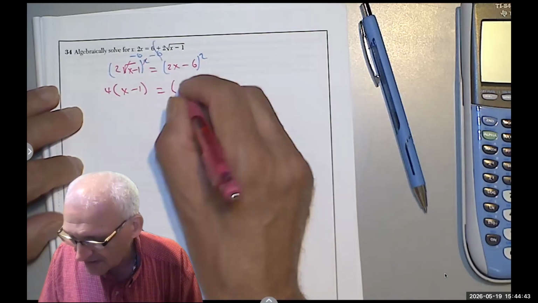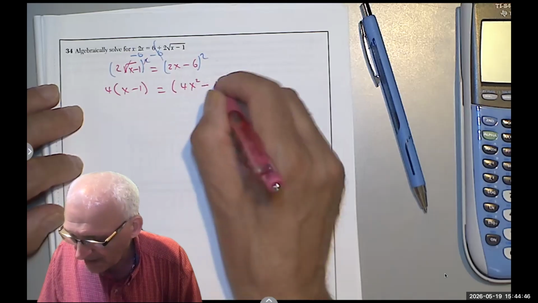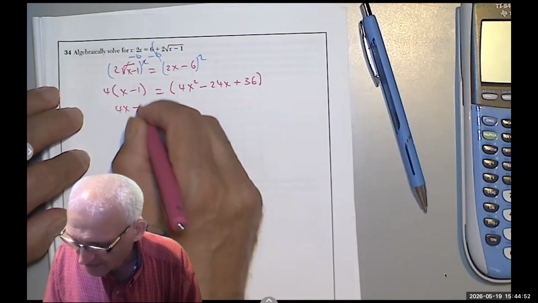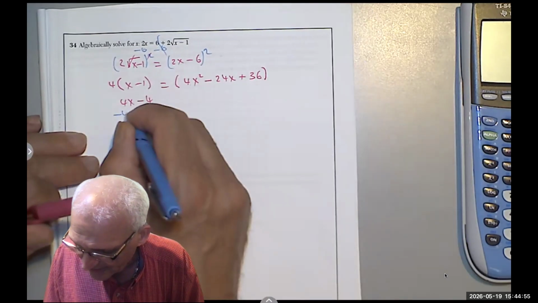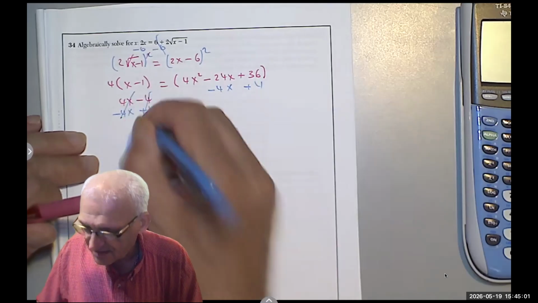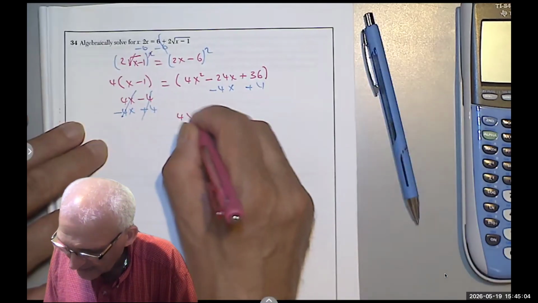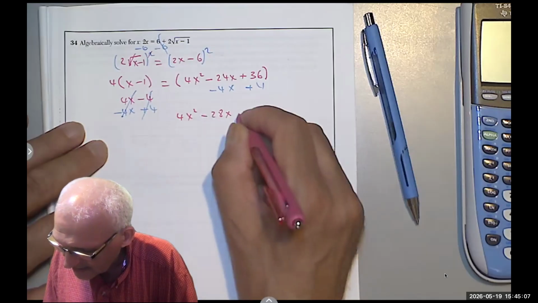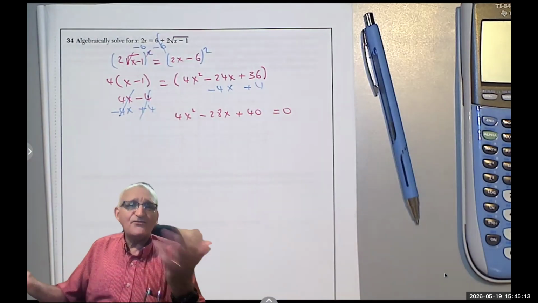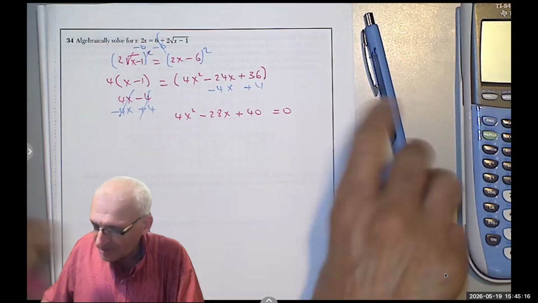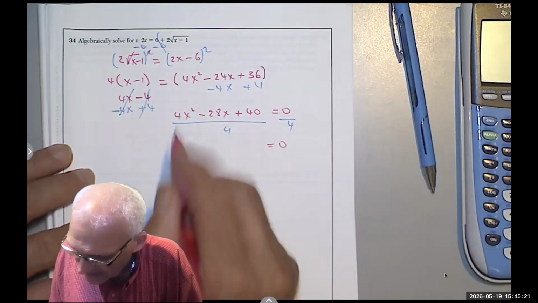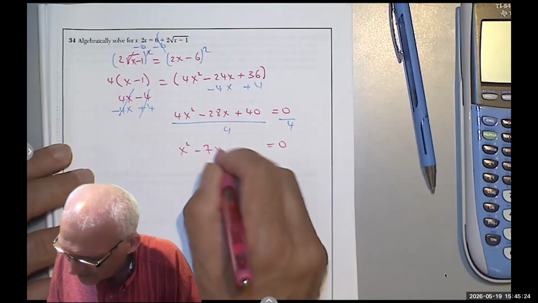minus 6 squared, or you can just expand and you get 4x squared minus 24x plus 36. And this is 4x minus 4. So we are going to subtract 4x from both sides and add 4 to both sides, so you get a 0. So now you will get 4x squared minus 28x plus 40 equals 0. There is no reason to work with 4 and 40 because all these numbers are divisible by 4. So I'm going to divide both sides by 4. The 0 divided by 4 stays 0, and this guy becomes x squared minus 7x plus 10.